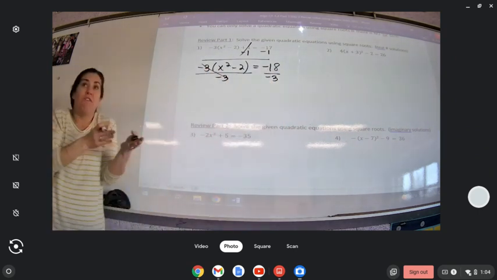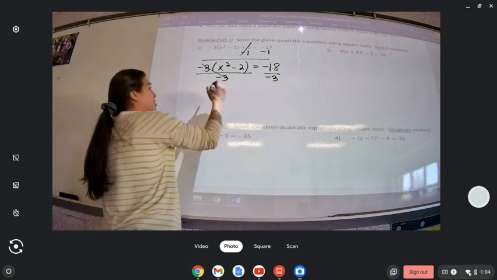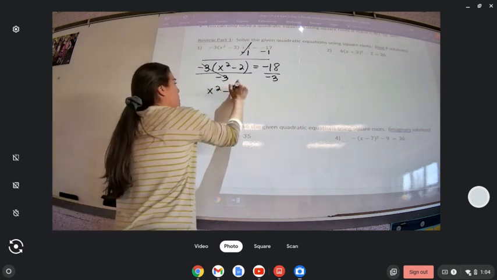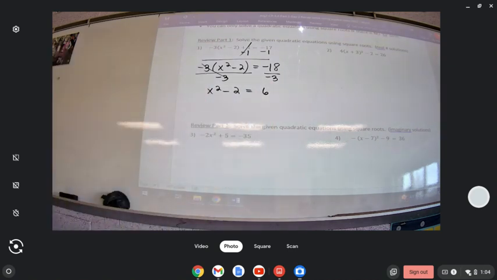You're not wrong if you distribute. You can still do that and get to the same point we get to. All right, so now you're going to be left with x squared minus 2 equals 6. Beautiful. Okay, so guys, we're almost there.